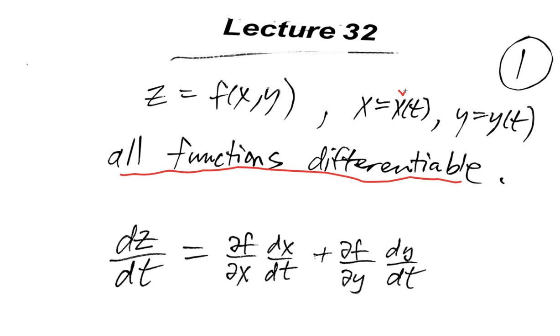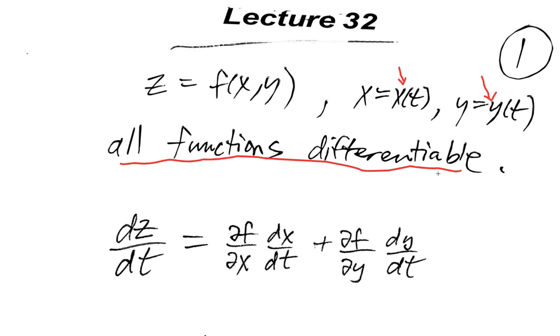By the way, some people like to actually give a different name for these functions. They might have g and h here instead of just x is x of t, y equals y of t. But I don't see any particular reason in the examples I'm taking to do that. Sometimes you will notice that in some books. Okay, what would the chain rule say if all these functions are differentiable?